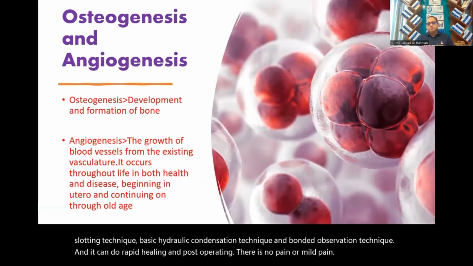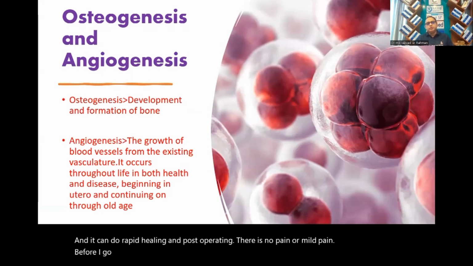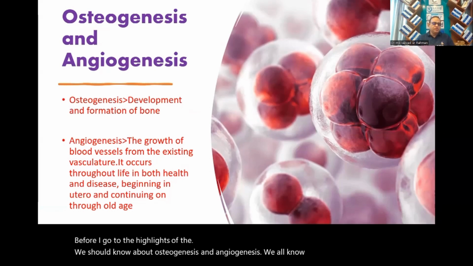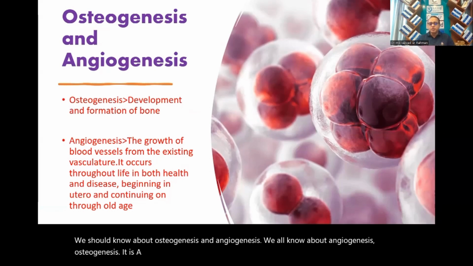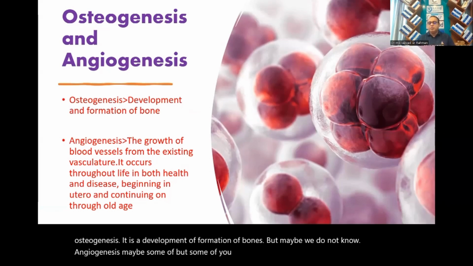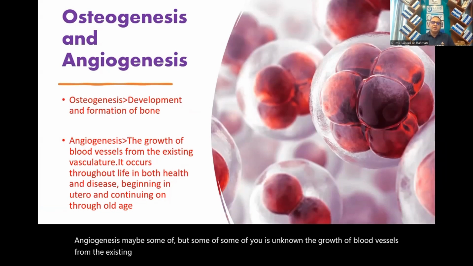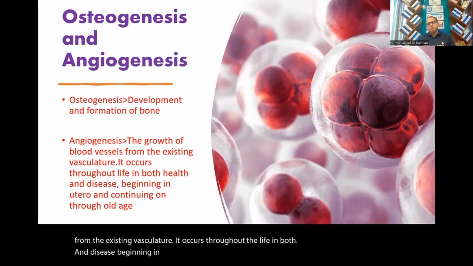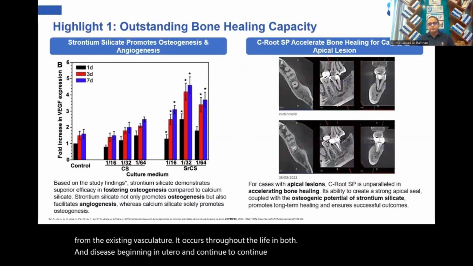Before I go to the highlights of the Root SP, we should know about osteogenesis and angiogenesis. We all know about osteogenesis. It is the development or formation of bones. But maybe we don't know angiogenesis. Maybe some of you know, but some may not. It is the growth of blood vessels from the existing vasculature. It occurs throughout life in both health and disease, beginning in utero and continuing on through old age.